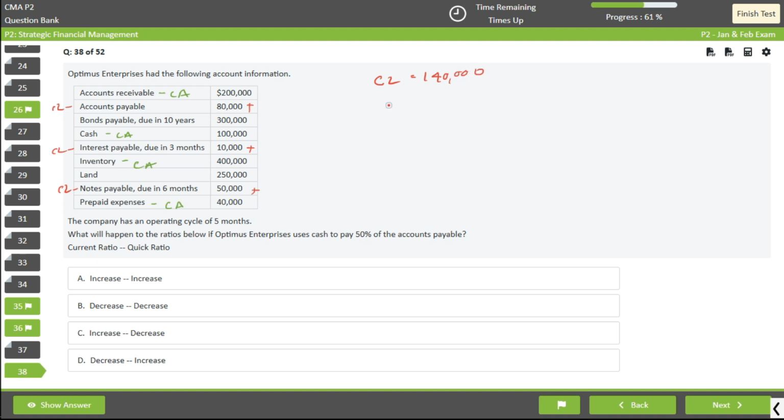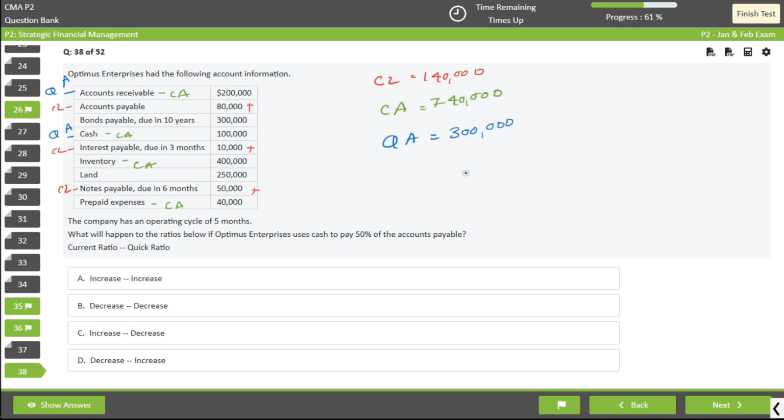So the current assets are 200,000 plus 100,000 plus 400,000, 740,000. So the current assets are 740,000. Now let us find out what your quick assets are. Inventory is not included in your quick assets. So quick assets are: accounts receivable is your quick asset, cash is your quick asset, so we have 300,000. So the quick assets are 300,000.